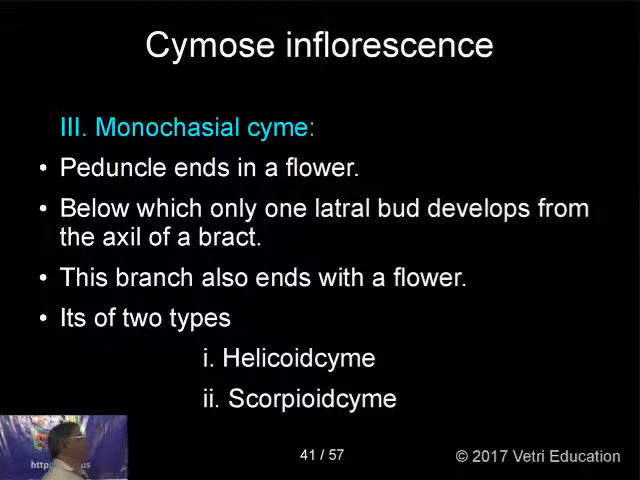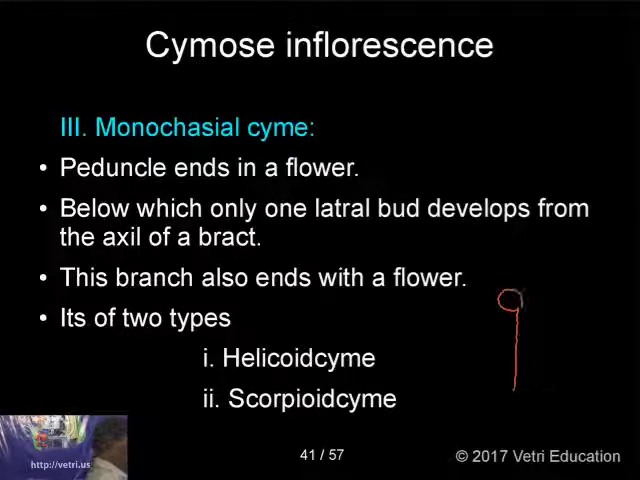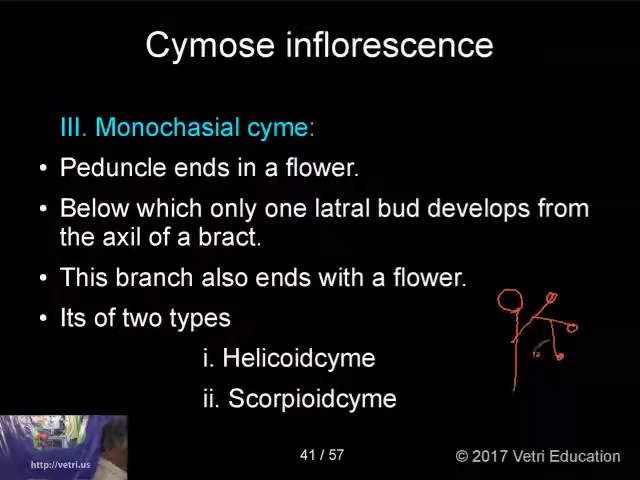Next, monochasial cyme. See, the peduncle ends in a flower below which only one lateral branch develops. That is a very important thing. Here you see the peduncle ends with a flower and stops its growth, and then it gives only one branch. That branch will give one branch like this. So below which only one lateral branch develops from the axis of the bud. This branch also ends with a flower. So it is of two types, helicoid cyme and scorpioid cyme.